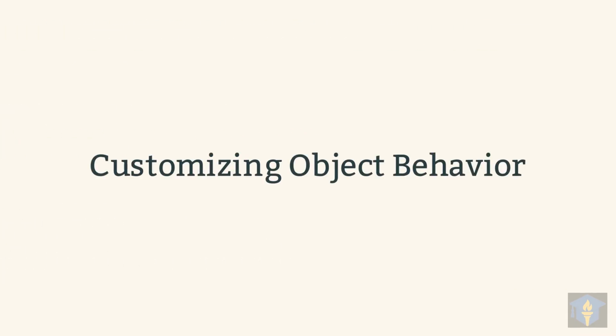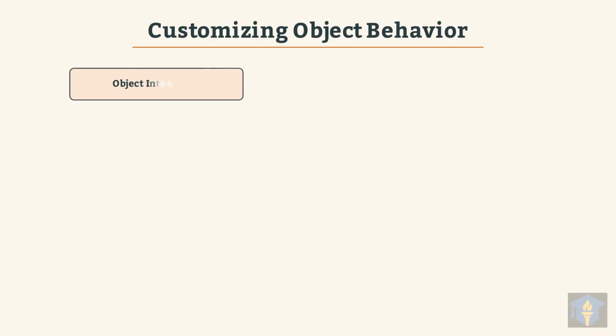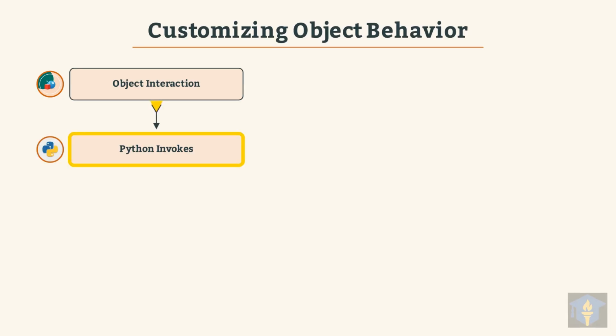Let's discuss customizing object behavior, a flexible way to make your Python objects interact uniquely. This begins with how your objects interact, for example, when you perform an addition or a string conversion. When these interactions occur, Python implicitly invokes special methods behind the scenes.